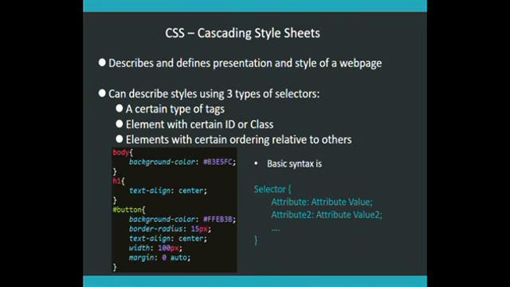And then the third way, you can refer to elements by their relative ordering to other elements. For example, the first child of the H1 tag. All the first children of the H1 tag will be changed to that style. So those are the 3 selectors you can use here. It can be tags, ID, class, or other syntax which you can look up on the internet.